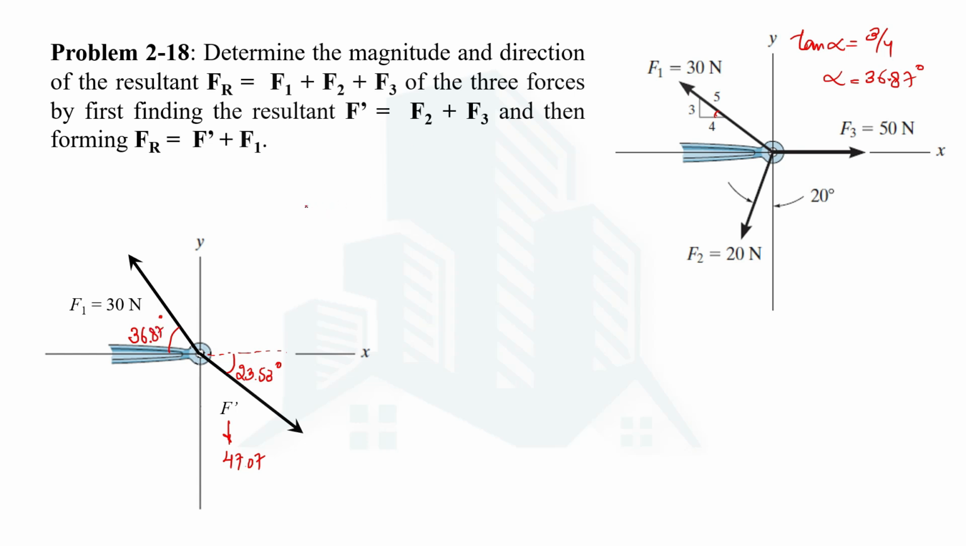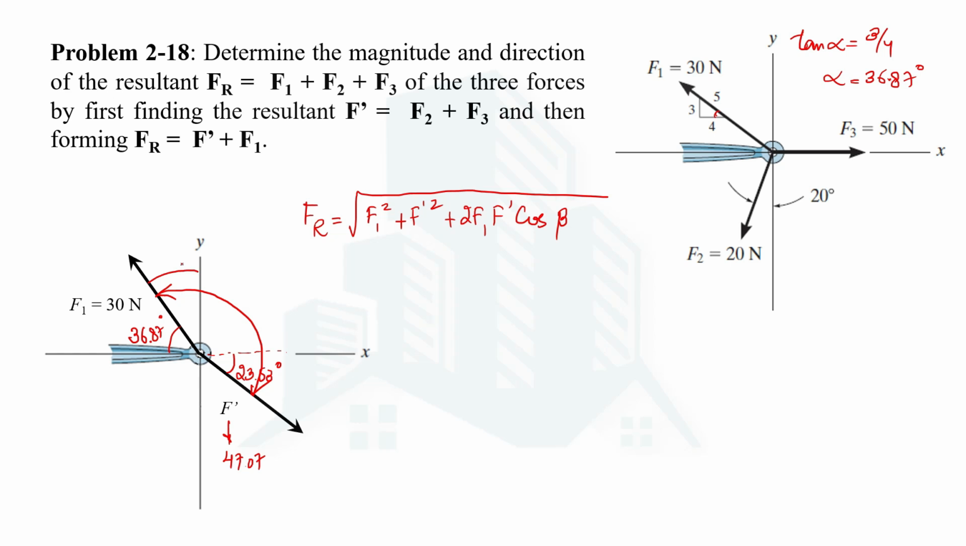So this angle is 36.87. Now we can determine the resultant F_R, the resultant of F dash and F1, using the cosine law. So F1 squared plus F dash squared plus 2 F1 F dash cos of beta, let's say, the angle between these two forces, that's from here to here, this angle. So this angle can be calculated, and it's quite easy.